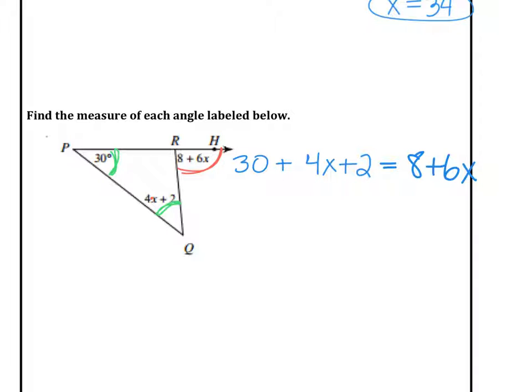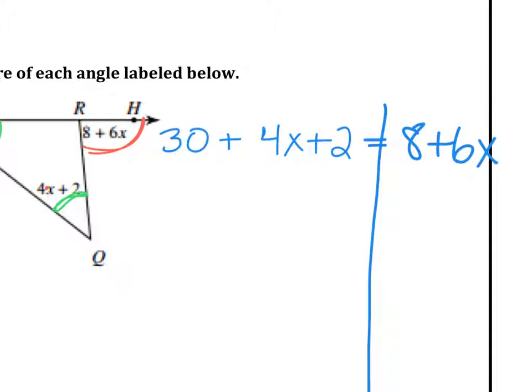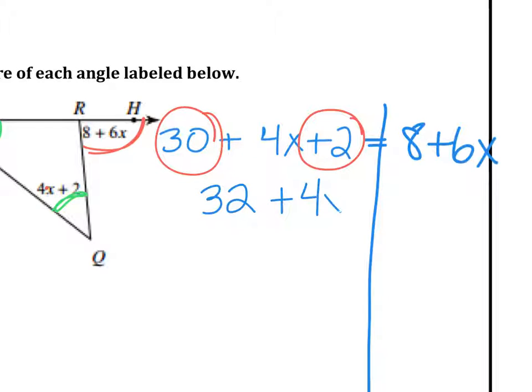So let's simplify. Joanne, do you see any distribution? Combine like, do you see any distribution? No. Do you see combine like terms? Yes. And you already told it says 30 and 2, right? Okay, let's do that. You're totally right. We've got combine like terms. So 30 and positive 2 gives me 32 plus 4x equals 8 plus 6x.